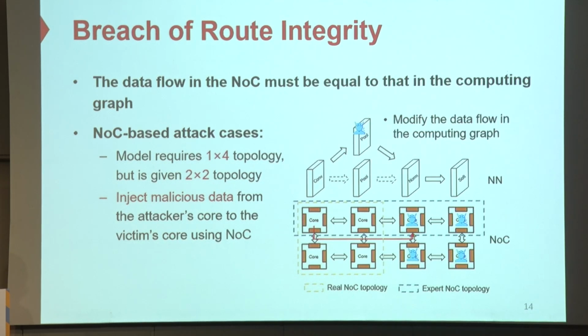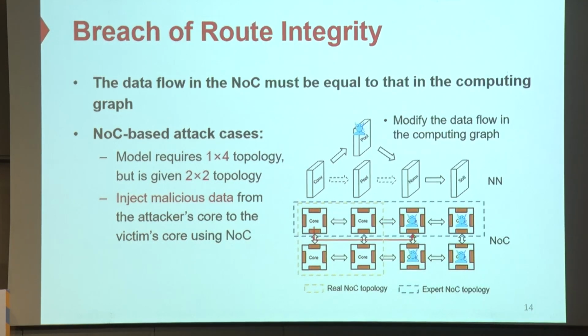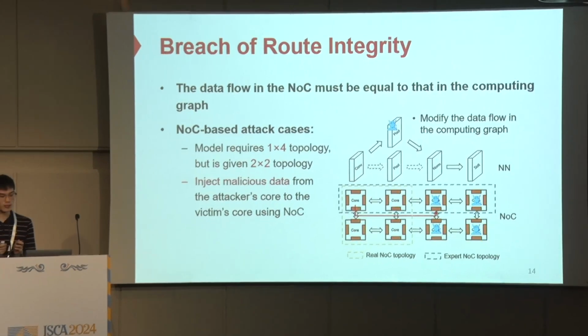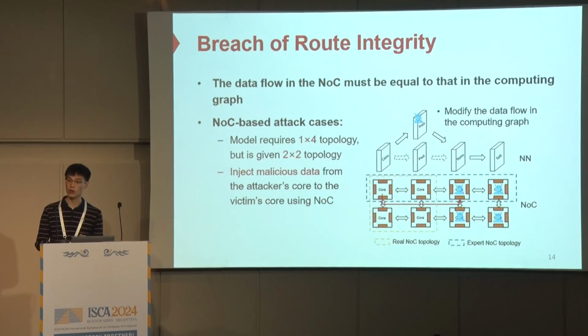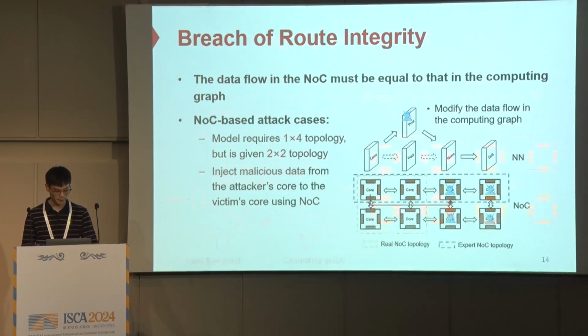There are two cases of NOC-based attacks. First, if the NPU task requires a 1 times 4 NOC topology, but is given a 2 times 2 NOC topology. In this case, this NPU task may communicate with 2 NPU cores, which are controlled by the attacker. Second, attackers can inject malicious data to the victim NPU core using the NOC network.